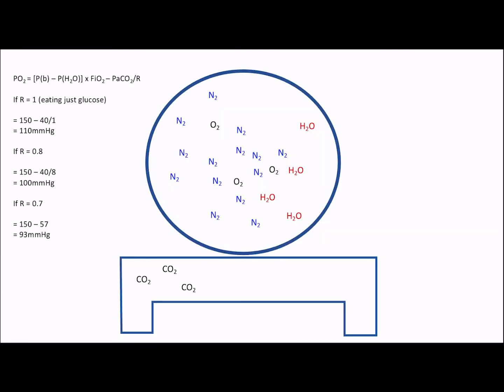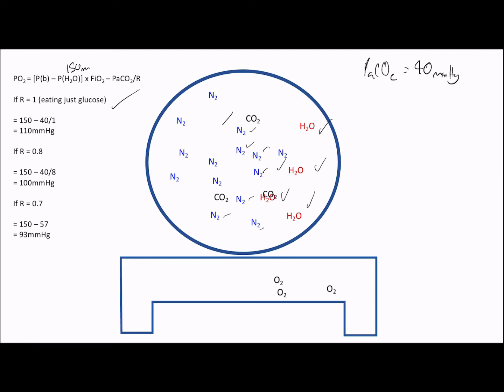Let's try and have a look at it graphically. So, in the alveolus, we have a mixture of water vapor, oxygen, and nitrogen. Remember, with gas exchange, oxygen diffuses in, and carbon dioxide diffuses out. Now, if for every molecule of oxygen consumed, a molecule of carbon dioxide is produced, where R equals 1, for example, just eating glucose, then the alveolar oxygen is simply 150, which is this term, minus PaCO2. We'll take normal PaCO2 as 40 millimeters of mercury, divided by R, which equals 110 millimeters of mercury.